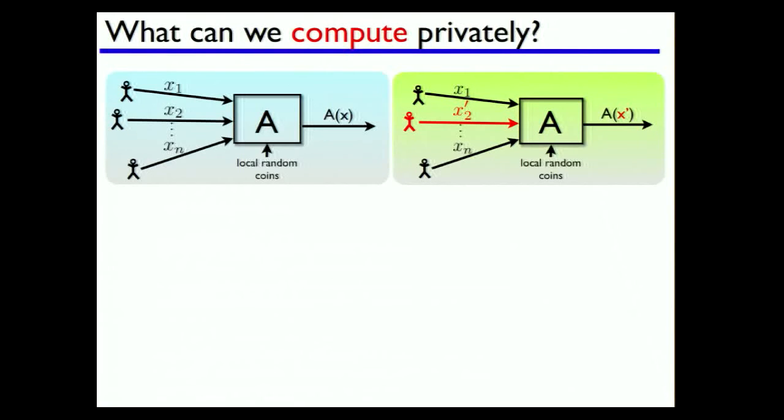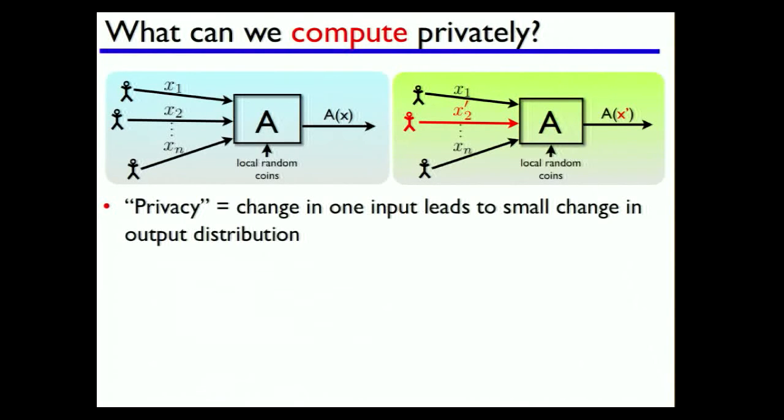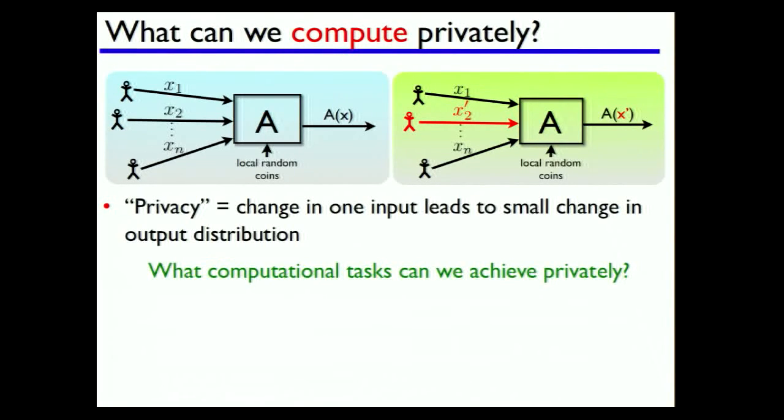Okay, so we've got this definition. Privacy will now equate to the fact that changes in one input should lead to small changes in the overall distribution. And then the question becomes, well, what computational tasks can we achieve privately? Okay.